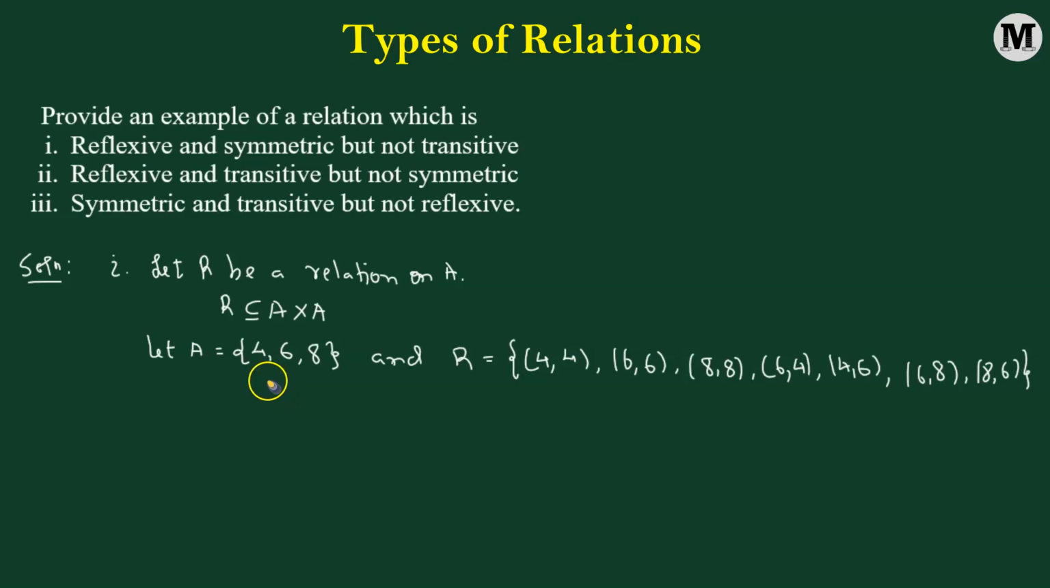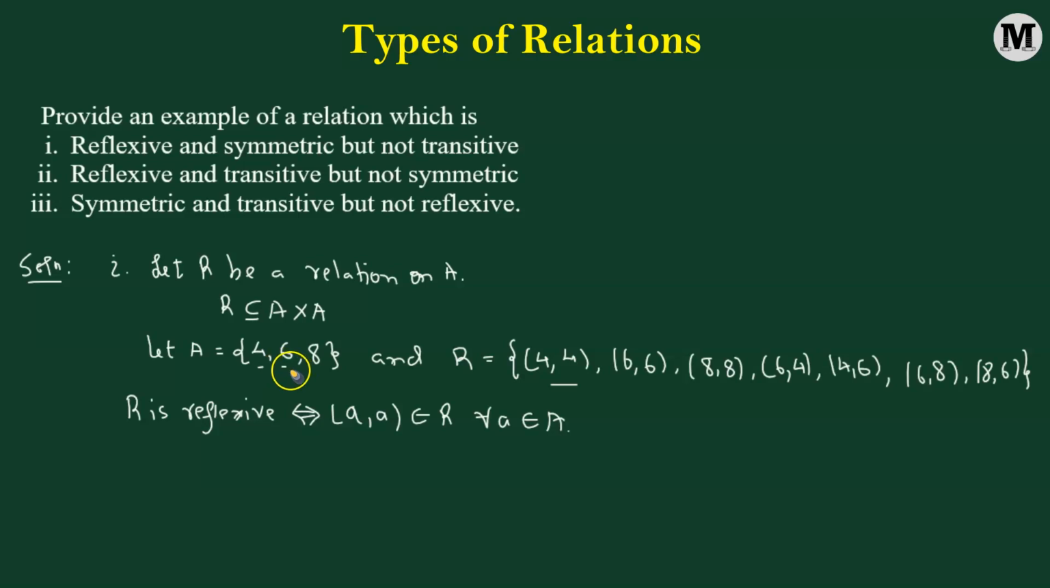Now we will show that this particular relation is a reflexive and symmetric relation, but it is not going to be transitive. Now clearly the definition for reflexive states that a given relation R is going to be reflexive if and only if we have the ordered pair (a, a) belonging to the relation R for all values of a belonging to the set A. That means any element that we pick up from that set A, the ordered pair (a, a) must be present in the relation. So in our case, if we pick up the element 4, then the ordered pair (4, 4) is present in the relation.